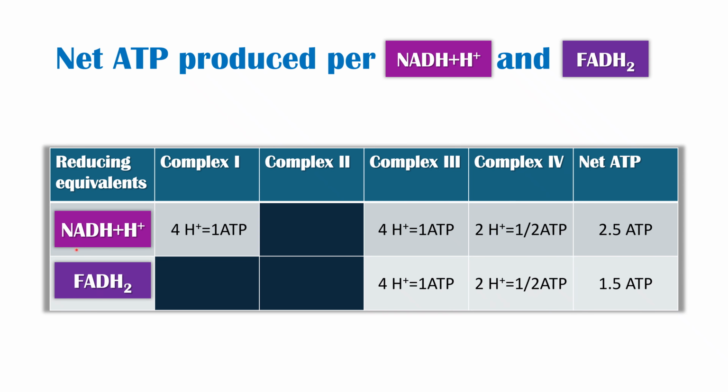That is why NADH plus H plus gives 2.5 ATP, whereas FADH2 hands over electrons to complex 2, so there is no complex 1 involved here. That means only 4 protons through complex 3 and 2 protons through complex 4. That is why FADH2 gives only 1.5 ATP, whereas NADH plus H plus gives 2.5 ATP.